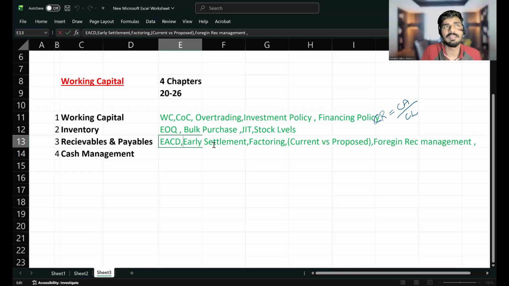Export insurance. Okay, insurance, we can take insurance. Since we do have foreign receivables, we can take insurance. But the problem is we cannot get 100% insurance on receivables. We might get around 80%. And we also have to pay a premium for the insurance. Then anything else?